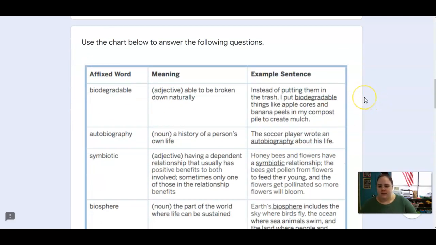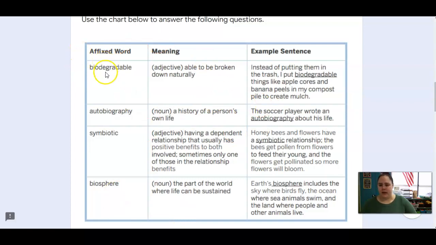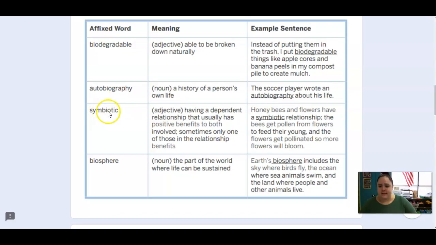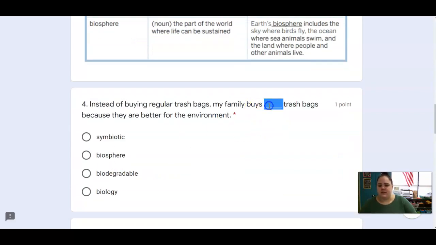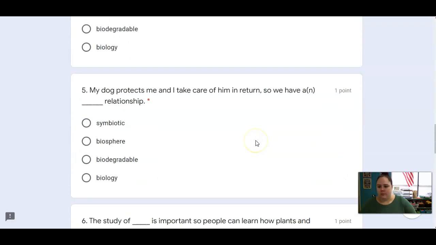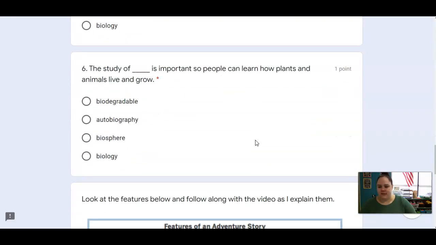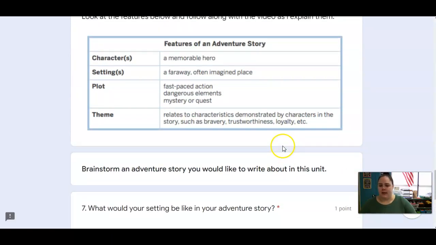All right, so we've got some words here. So you have the word, the meaning, and then I also gave you a sentence that you can use it in. So using these meanings, we've got biodegradable, autobiography, symbiotic, and biosphere. I'm going to have you fill in the blank with whatever word you think belongs for numbers 4, 5, and 6. And then lastly, we're going to begin writing an adventure story.